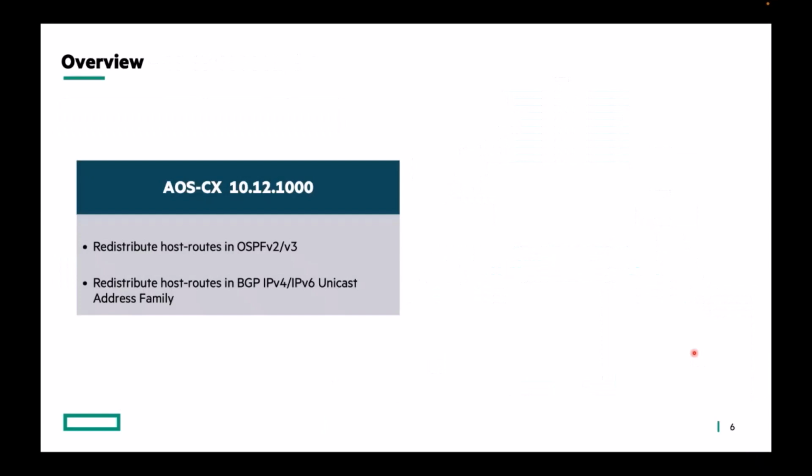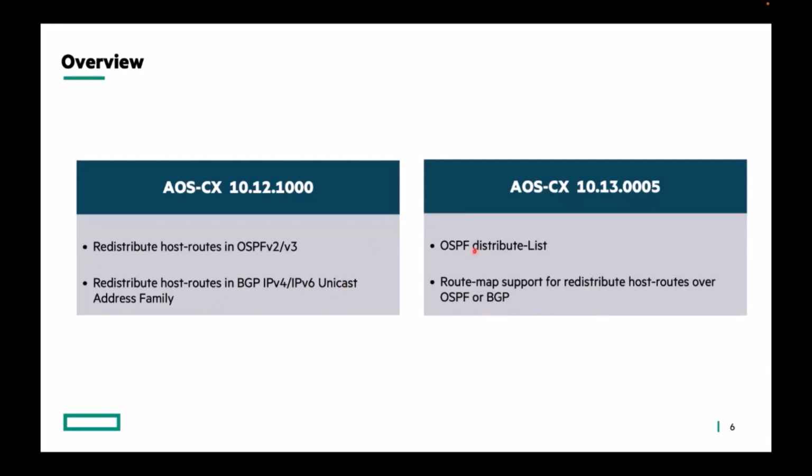What we have today in 10.12.1000 is the feature called Redistribute Host Routes in OSPF version 2 and version 3. We also have Redistribute Host Routes in BGP IPv4, IPv6, unicast address family, right? In 10.13.5, that is this release, you also have OSPF distribute list and a route map support for this feature, right? For redistribute host routes over OSPF or BGP. So we would be utilizing all of these parameters to ensure we have a seamless solution, right? And hence the highlights here in the overview section.